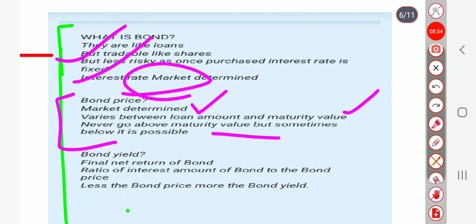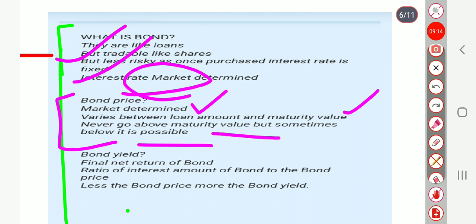And sometimes below it is possible. Why below? Because if the person wants money, like any amount of money, and he is left with no money, then anytime he can sell it below the amount for which he purchased it.